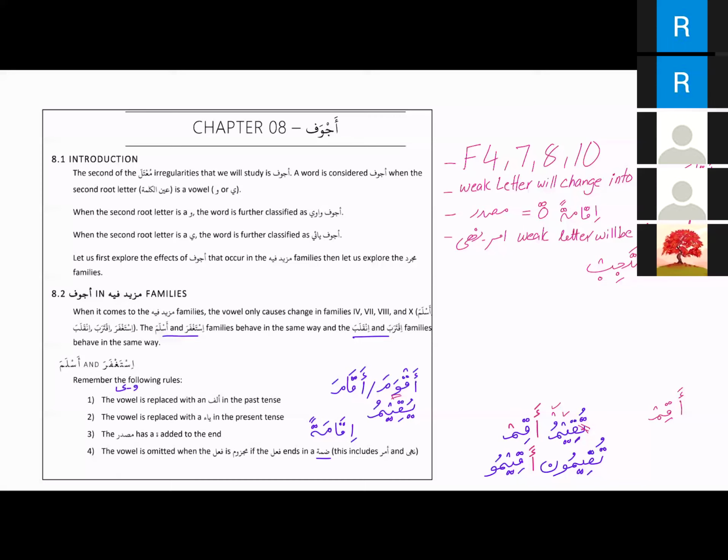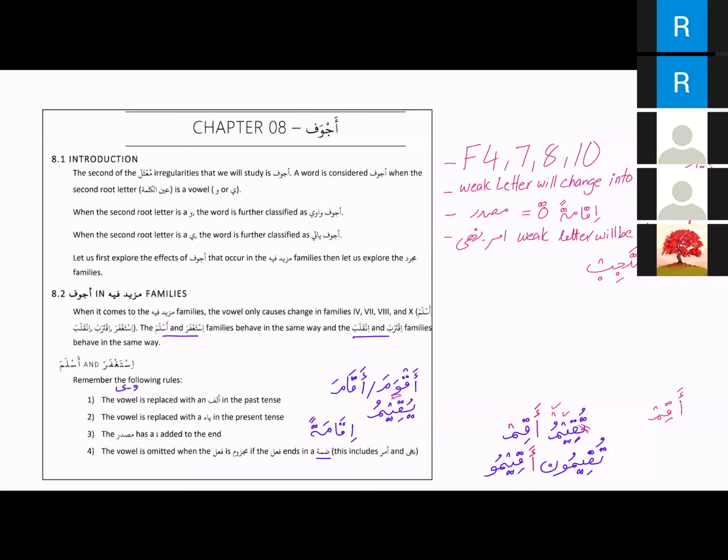Then we saw that Masdar will have Ta marbuta at the end. An example is Ikamatan. In Amr, Nahi and any form of Majzoom Mudari, what is going to happen? The weak letter will be dropped. The example is Akim. Akim means you be steadfast. So we are commanding. Or Istajib, respond. Right? So we see that even the Alif is dropped.